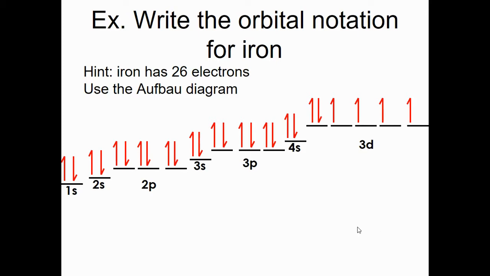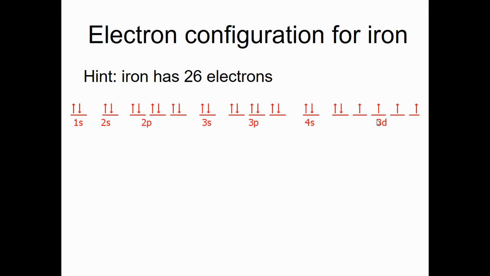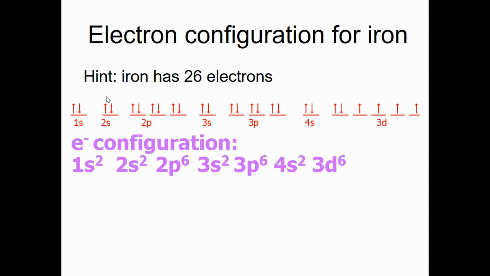Now, here we've got the same orbital diagram. I've just put it out horizontal to save room. Let's come up with the electron configuration. So we've got 1s2, 2s, 2 electrons, 2p, how many electrons? 6. 3s2, 3p6, 4s2, and 3d6. But we can come up with this using the periodic table. Let's try.